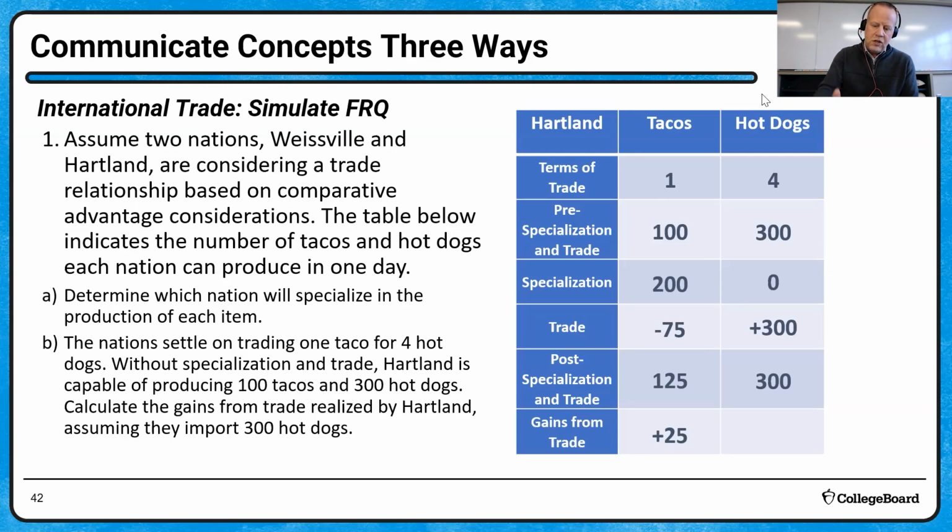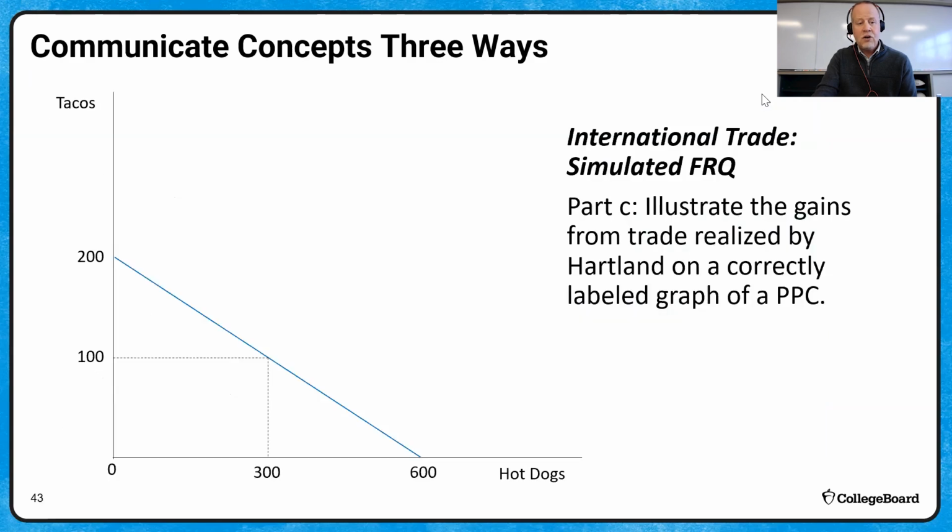That's the kind of question we're talking about. And that's, again, using numbers, using the data to express how nations can gain from specialization in trade based upon comparative advantage considerations. The last little piece of that, how do I show that on a PPC? Well, here is Heartland. You can see the two ends of the PPC, 200 and 600. You can see that on their own, they were producing 100 tacos and 300 hot dogs. When they specialize, they're on the y-intercept of 200 tacos and 0 hot dogs. When they specialize in trade, they're actually able to consume 125 tacos and 300 hot dogs. They are consuming beyond their production possibilities.